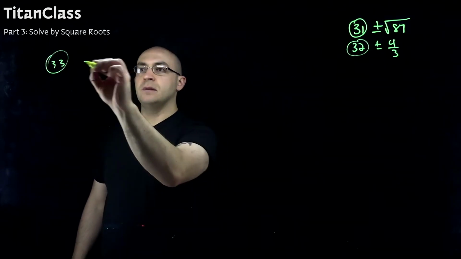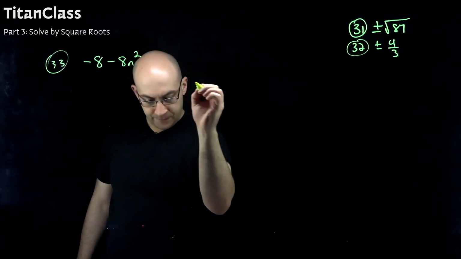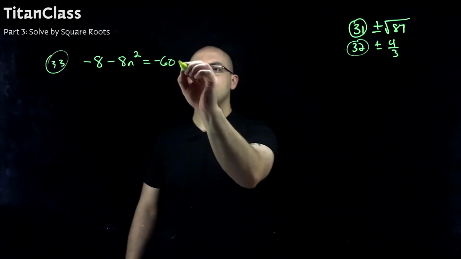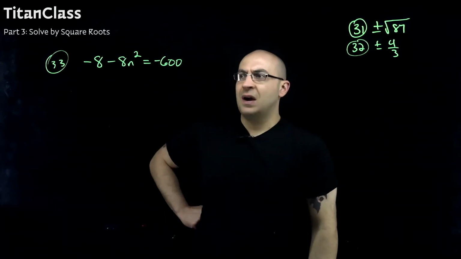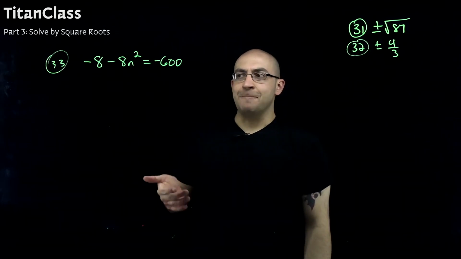Oh, this one's really bad. Negative 8 minus 8n squared equals negative 600. Oh my goodness, that's a 600. Okay, wow. There's a couple things we can do here.